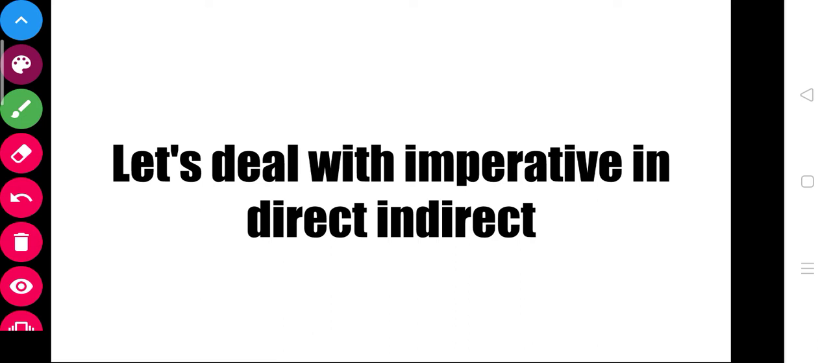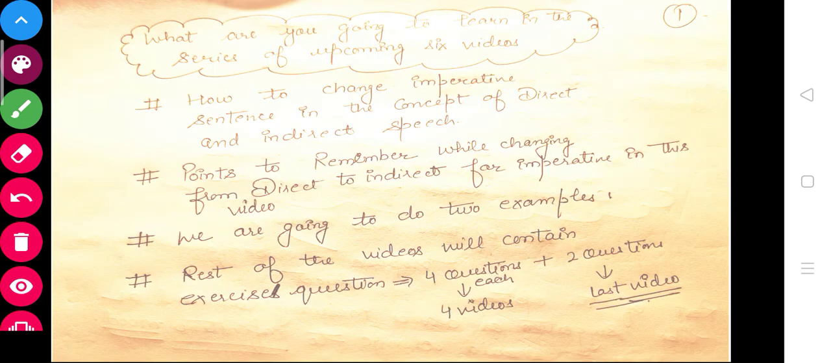In a sense, you should know this thing. When we write an imperative sentence in the reported speech, or we say actual speech, how can we change that into the indirect speech? That's what we're going to learn through this video. As you can see on the screen, we're going to learn how to change imperative sentences in the context of direct and indirect speech.